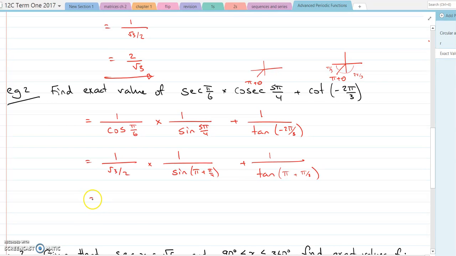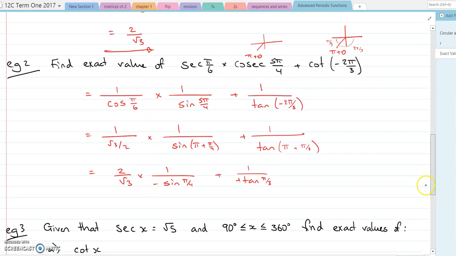Now, the first one is what we got before, 2 over square root 3, times. This one becomes, we drop the pi at the front, it's just sine of pi over 4. We're going to decide is it plus or minus. Quadrant 3, sine is negative. That's a negative. And this one is 1 over tangent of pi over 3. Is it plus or minus? Quadrant 3, tan is plus. So that is a plus.